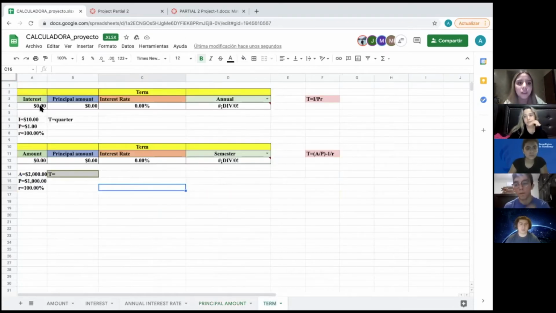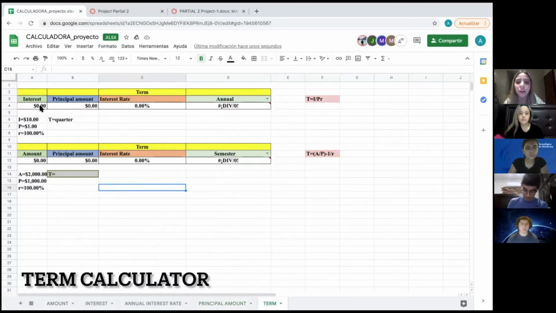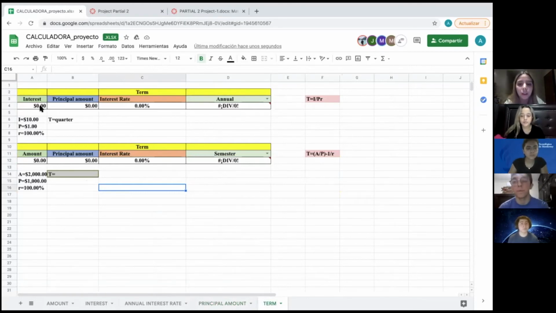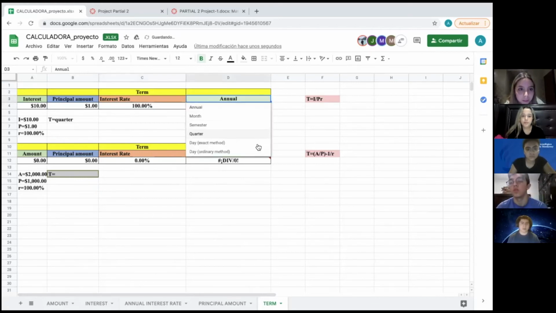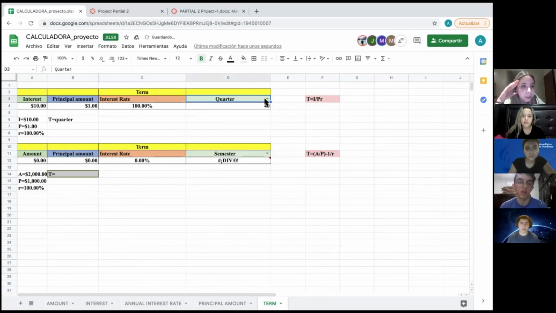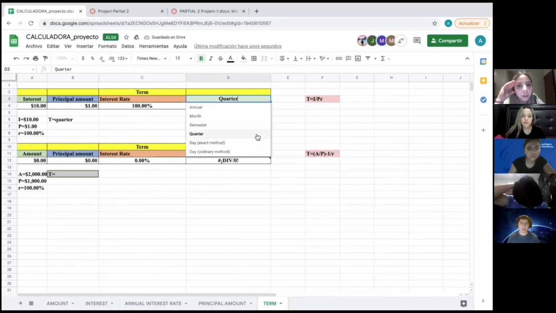Last but not least, we have the term calculator. In here, it's necessary to fill in the data that the calculator requests, and depending on whether you want to determine years, semesters, days, etc. Well, in here we used 2 formulas. The first one was term equals interest over principal amount times interest rate, and the second one was term equals amount over principal amount minus 1, over interest rate.